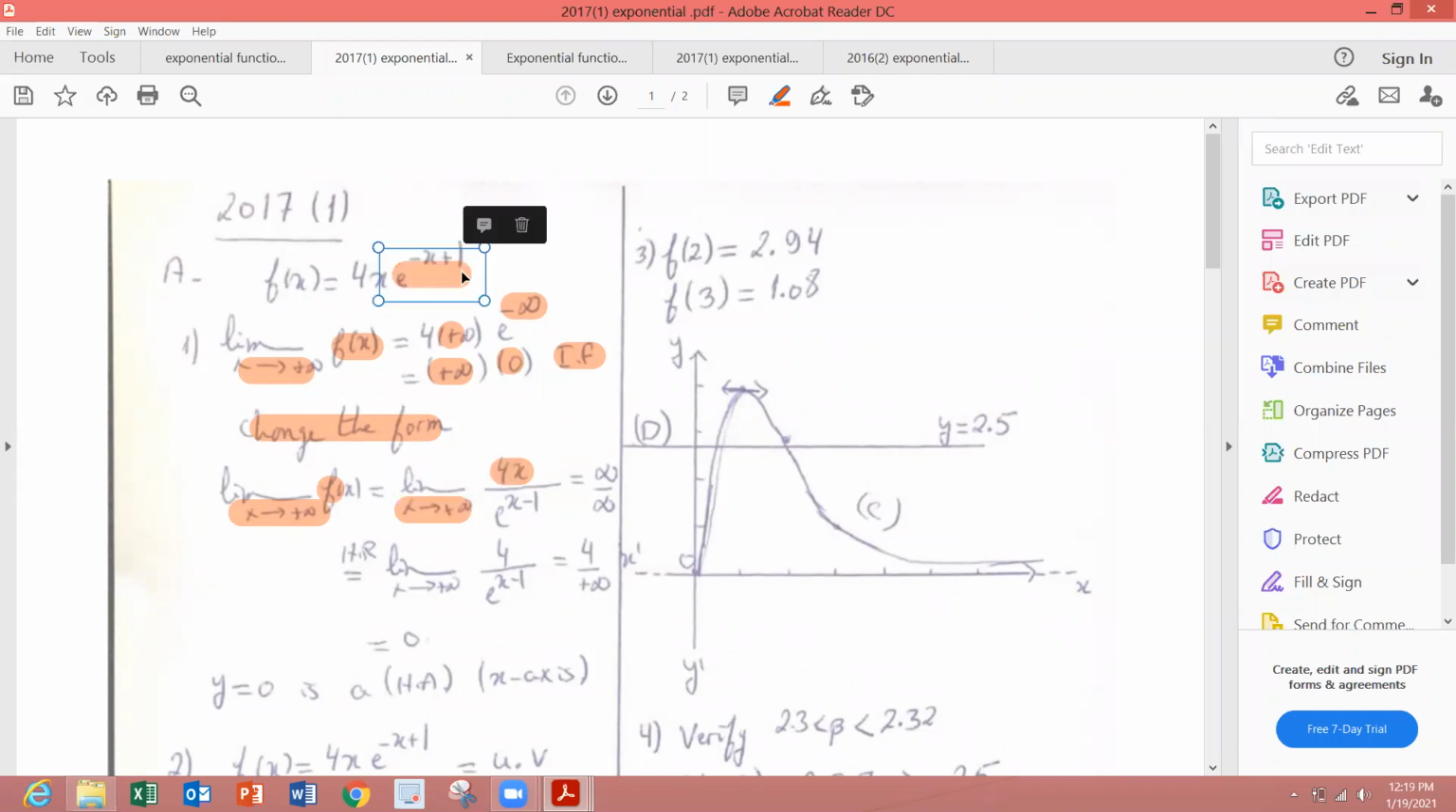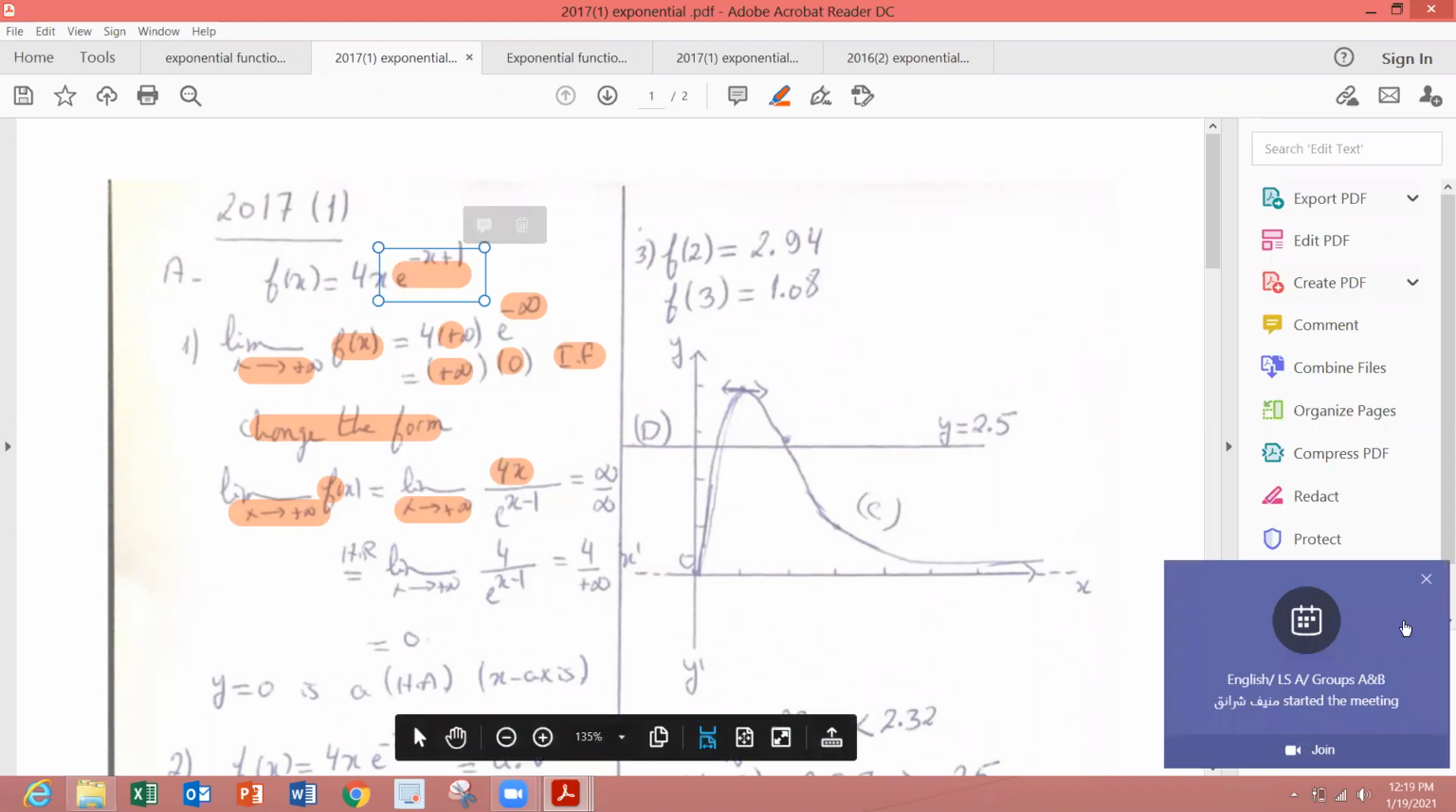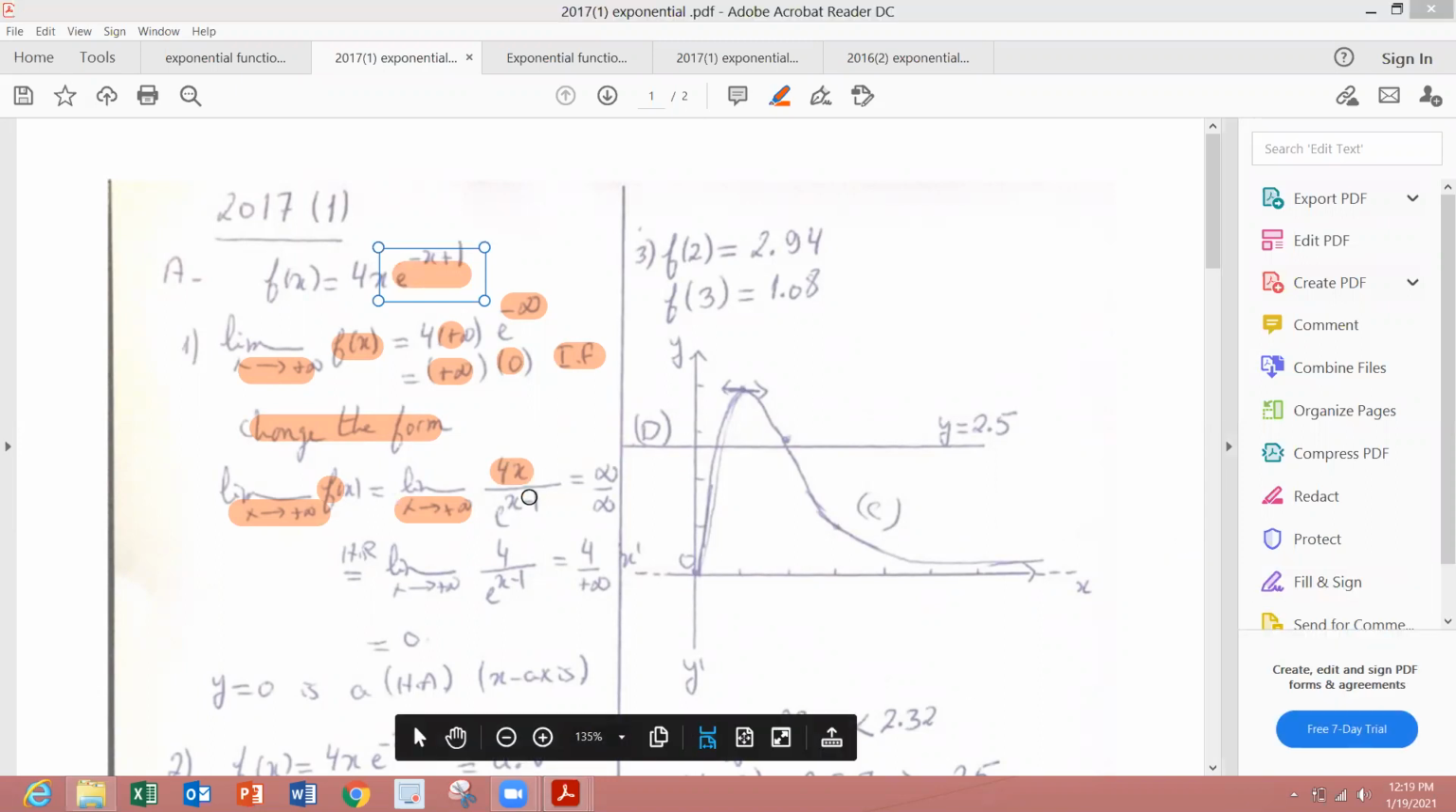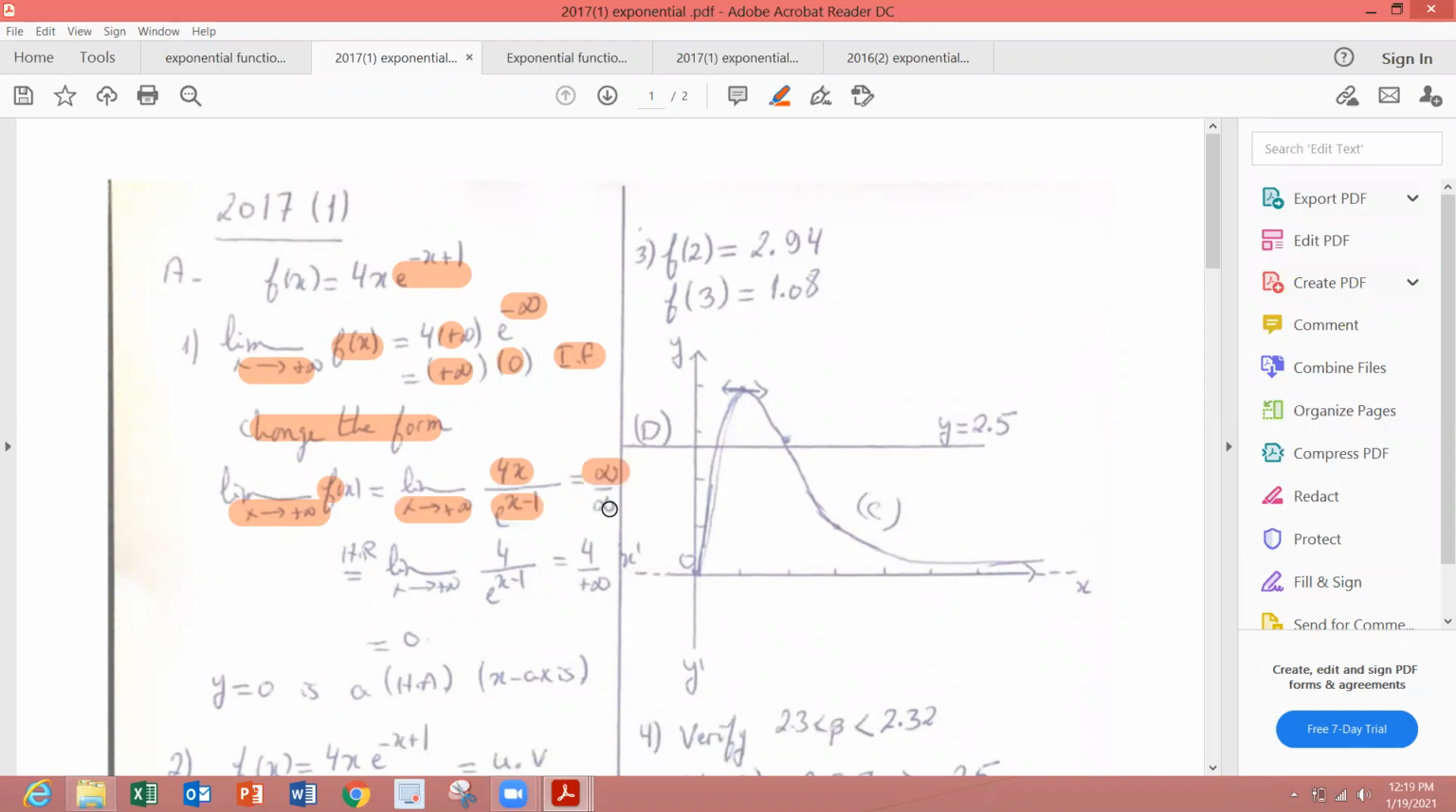plus infinity over plus infinity. This e we bring down to the denominator, and it becomes e to the power x minus 1. I change its sign. It was minus x plus 1, it becomes x minus 1. It becomes plus infinity over plus infinity. L'Hospital's rule.